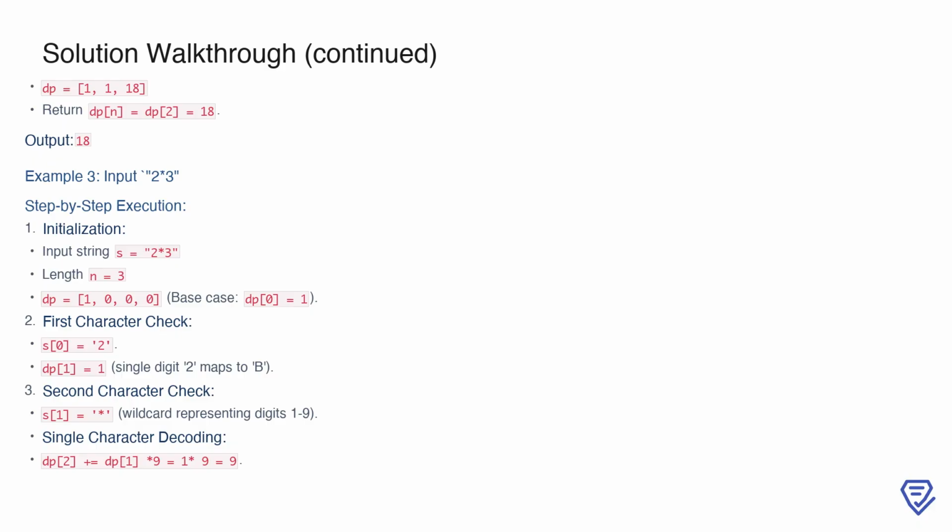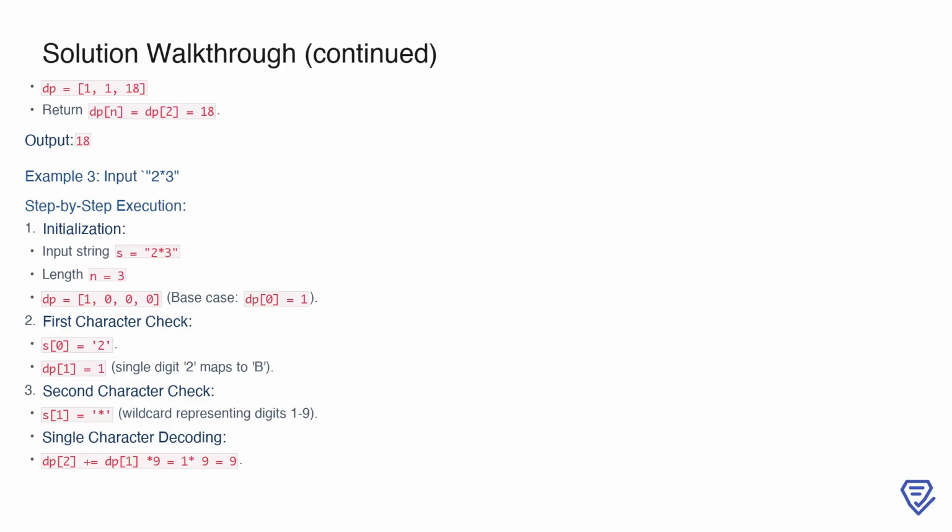Now, let's examine the next example where the input string is 2 asterisk 3. During initialization, the string s is 2 asterisk 3 with a length of 3, and the dp array is 1, 0, 0, 0. As always, dp0 is set to 1 for the base case. For the first character, s0 is 2, which maps to the letter B, so we set dp1 to 1 to account for this single valid decoding.